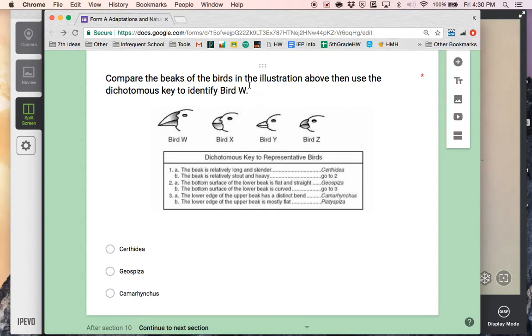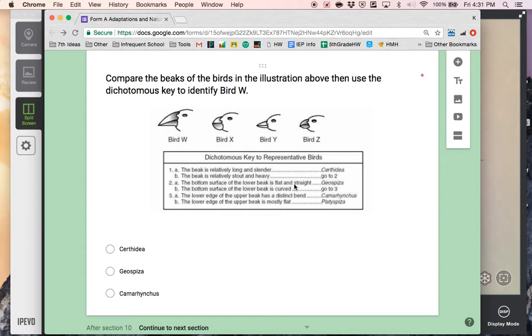But we want to identify this bird. That beak is not slender. That beak is long, but it's kind of wide. So we're going to go to B. The beak is relatively stout and heavy. Stout meaning wide. It looks pretty heavy. So we need to go to question 2.